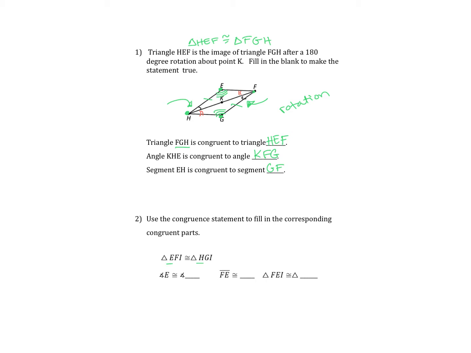Use the congruence statement to fill in the missing things. So angle E must go with angle H. FE would be the second letter and then the first. So let's go get GH. That's my second letter and the first. And then triangle FEI. So if I'm going to match my order, F was in the middle, so I'm going to start with G. E was first, so then I'm going to go to H. And I goes to I. So that would be my first two.